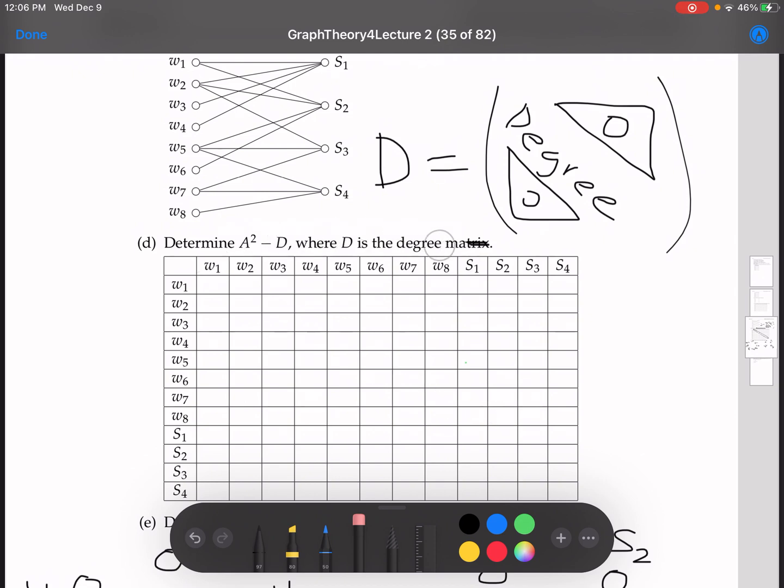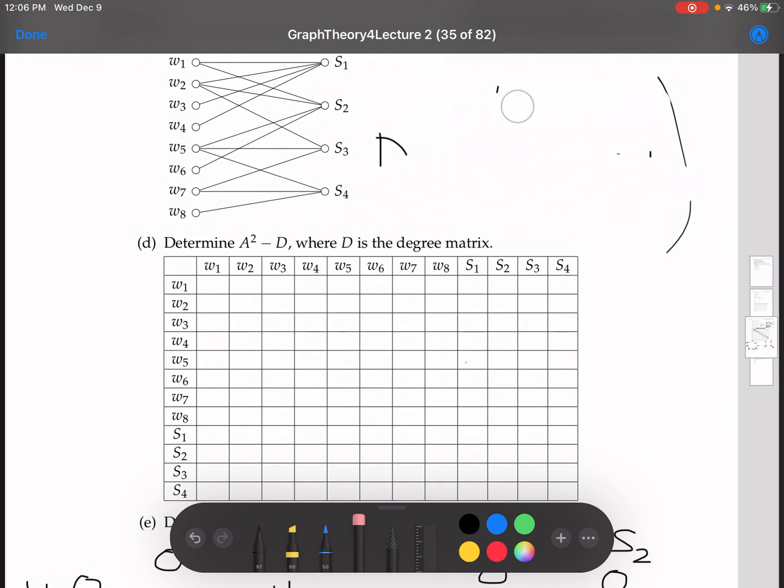And so essentially, when we fill in this matrix A squared minus D, we have zeros down the diagonal. And so when you do this part, even if you don't really understand what I just said, no big deal, you can just put zeros down the diagonal. All right, now let's figure out some of these other entries.